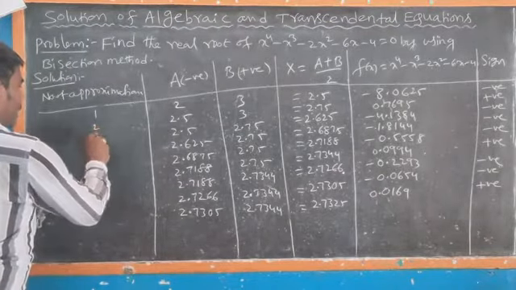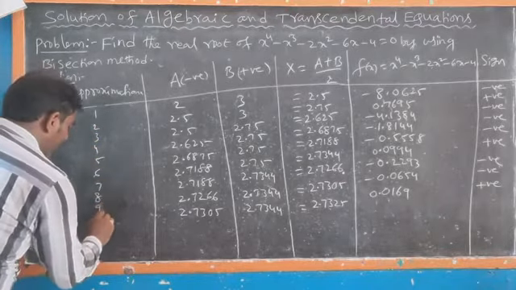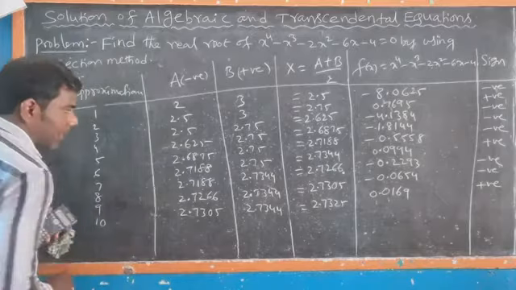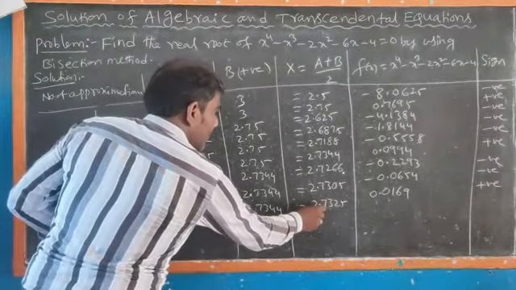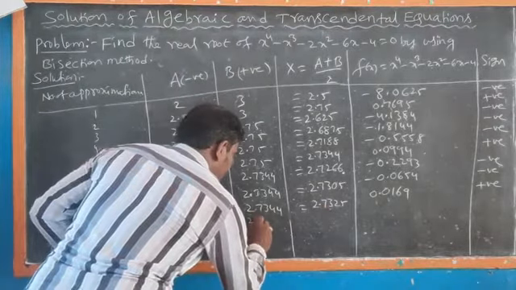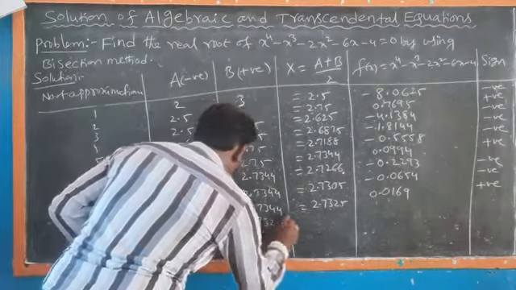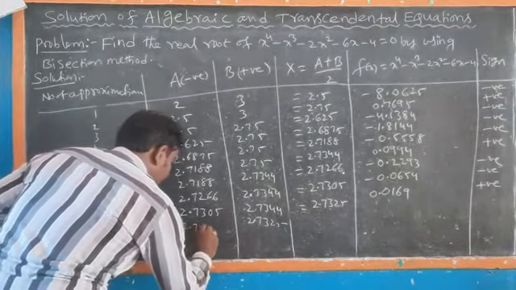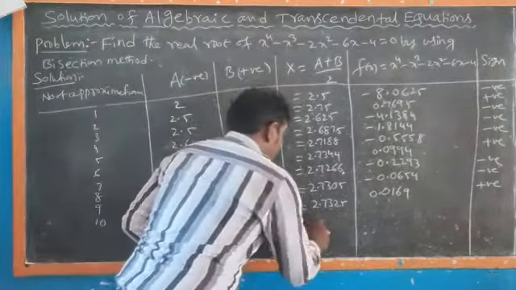Counting 1, 2, 3, 4, 5, 6, 7, 8, 9. Now the 10th approximation is, here this is a positive value, so substitute in the positives: 2.7325. The other value is the same, 2.7305. This is the 10th approximation.